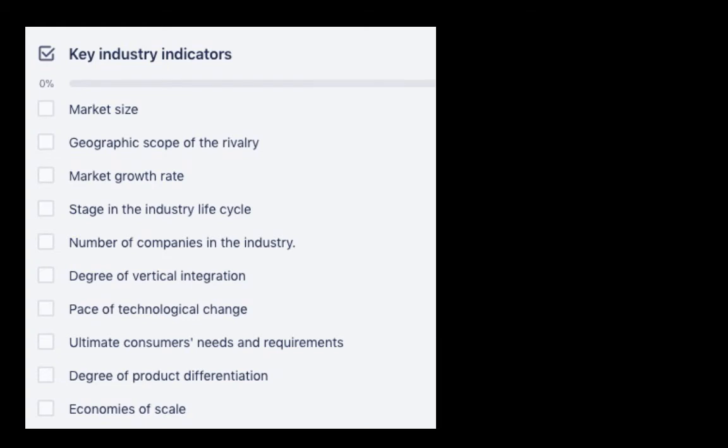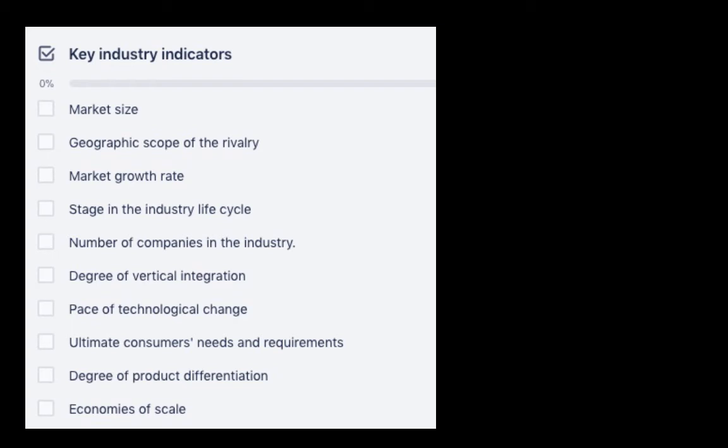The next thing we want to talk about is pace of technological change. Is the technology underlying the industry changing fast or slow? Next one is, what is the ultimate consumer's needs and requirements? And by ultimate consumers, we mean the people that are actually buying the stuff, you and me. Next one, degree of product differentiation. How different are the products to the consumers? Are they easy to differentiate or hard to differentiate?